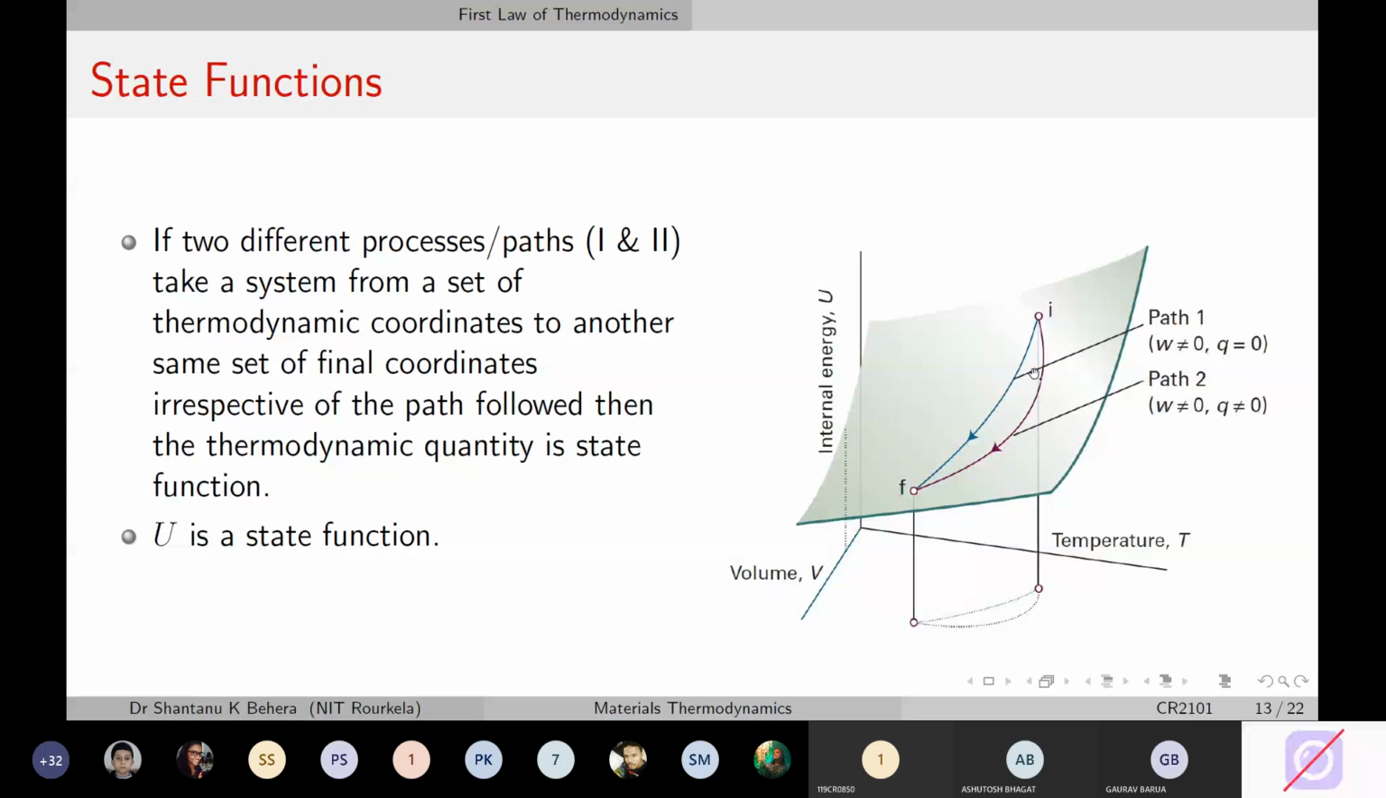In this process, the work done in path 1 and the work done in path 2 are going to be different. But the internal energy change, delta U, from I to F followed by process 1, and the internal energy change from I to F followed by path 2, are going to be the same. That's what is meant by state functions. And there are mathematical definitions to it. From the expression of the thermodynamic function that we're talking about, we can figure out whether it's a path function or a state function, and the relation is like this.